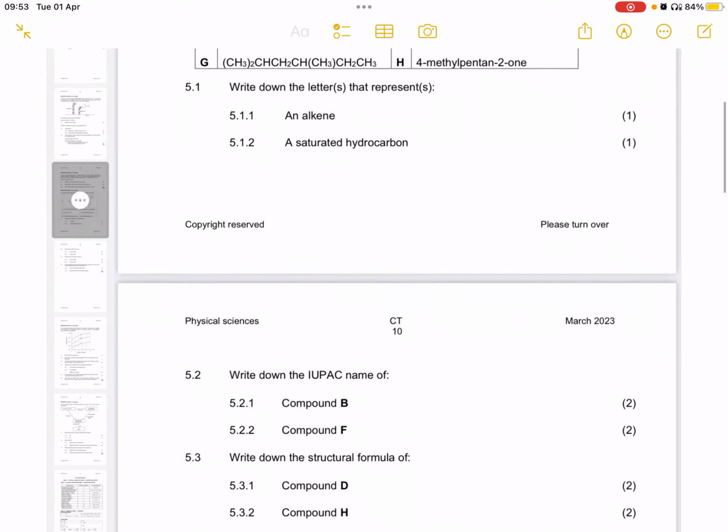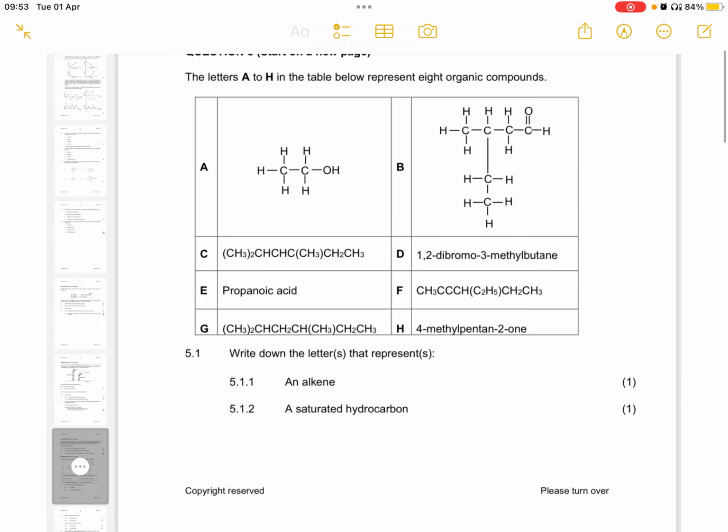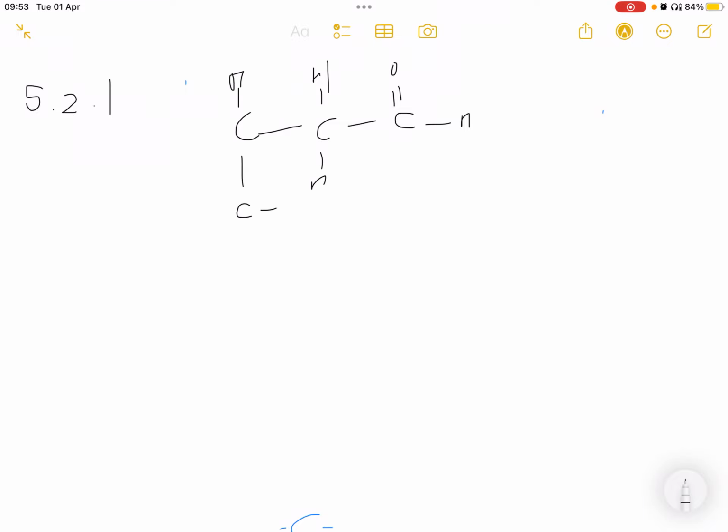In 5.2.1, write down the IUPAC name of compound B. Compound B. I'll have to redraw the structure of compound B so we can do the IUPAC name. 5.2.1, we have a C double bond O with an H and a CH2 attached to a C with an H that has a methyl, ethyl, not methyl, and it has a CH.